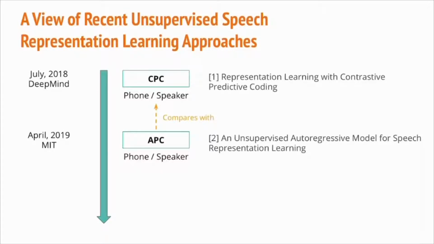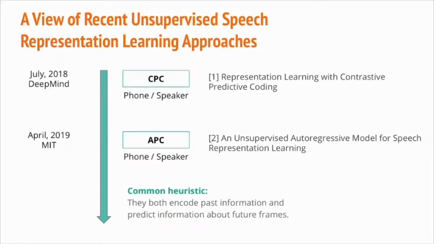In 2019, MIT introduced the Autoregressive Predictive Coding, APC. Largely inspired by language models, LM, for text, the APC model can be seen as a speech version of text LM. Both the CPC paper and APC paper evaluated with downstream phone and speaker classification tasks. The APC approach devotes its effort to comparing with CPC and claims to outperform CPC. Note that the CPC and APC approaches share a common heuristic. That is, they both encode past information and predict information about future frames.